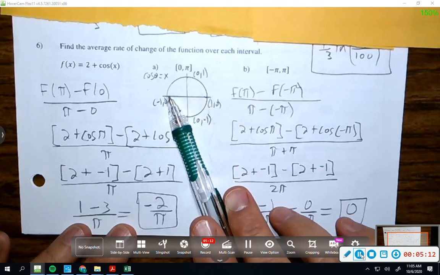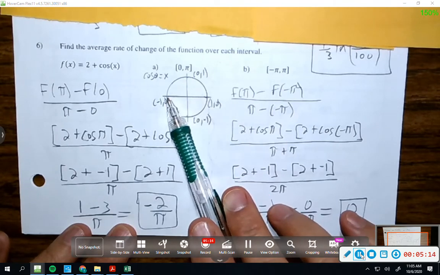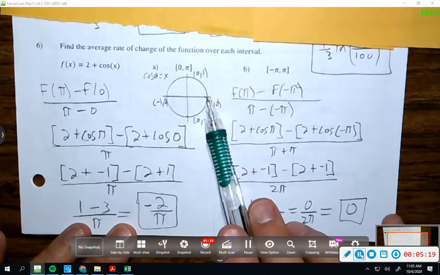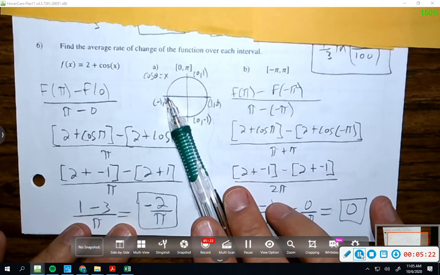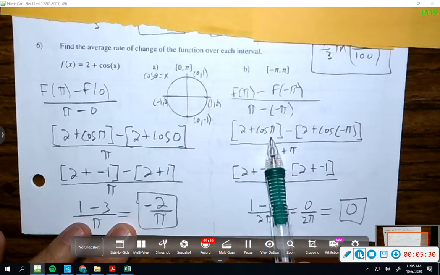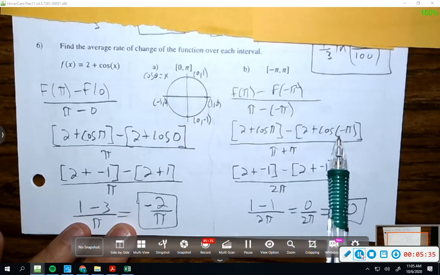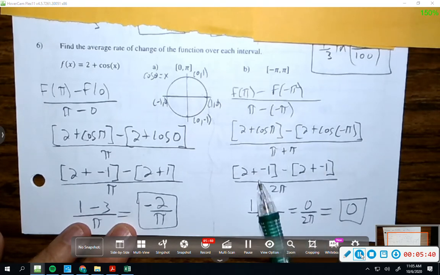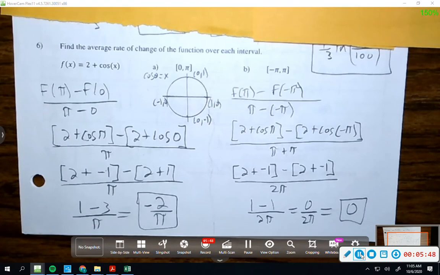Pi is the same as negative pi, the same terminal angle, same terminal side. So it's not the same angle. Positive pi comes this way, negative pi comes this way, but we end up at the same location. And the cosine of both of these is -1. So we get 2 plus the cosine of pi, 2 plus -1. I'm subtracting 2 plus the cosine of negative pi. This one was positive pi. But in both cases, we get 1 minus 1, and that is a 0. And 0 over 2 pi is 0. We can get an average rate of change of 0, just like we did in this problem right here.